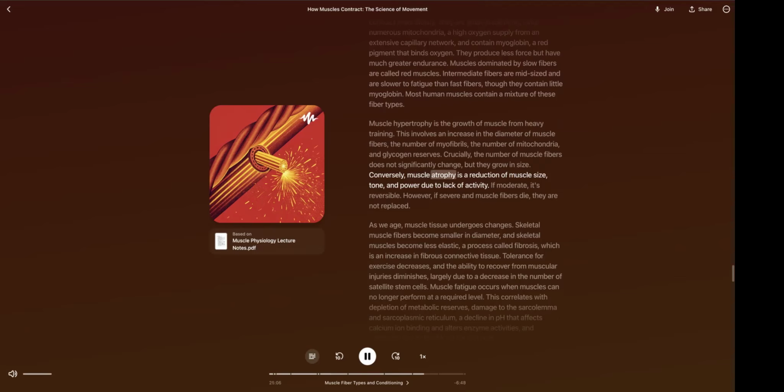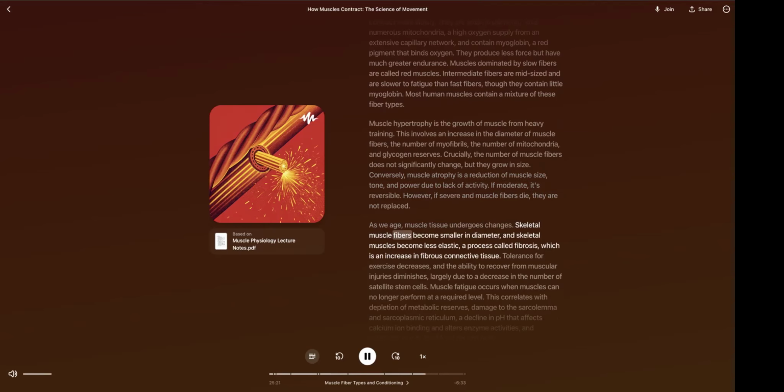Conversely, muscle atrophy is a reduction of muscle size, tone, and power due to lack of activity. If moderate, it's reversible. However, if severe and muscle fibers die, they are not replaced. As we age, muscle tissue undergoes changes.